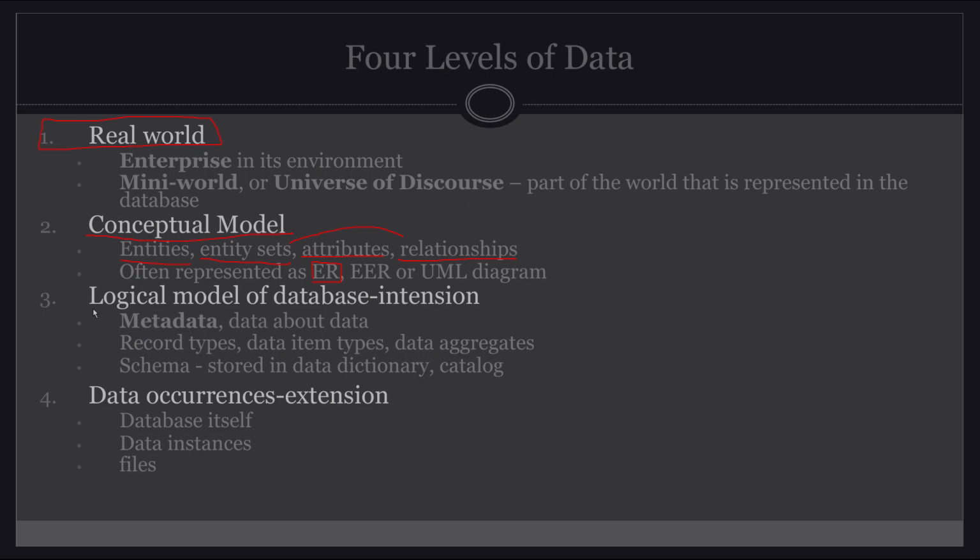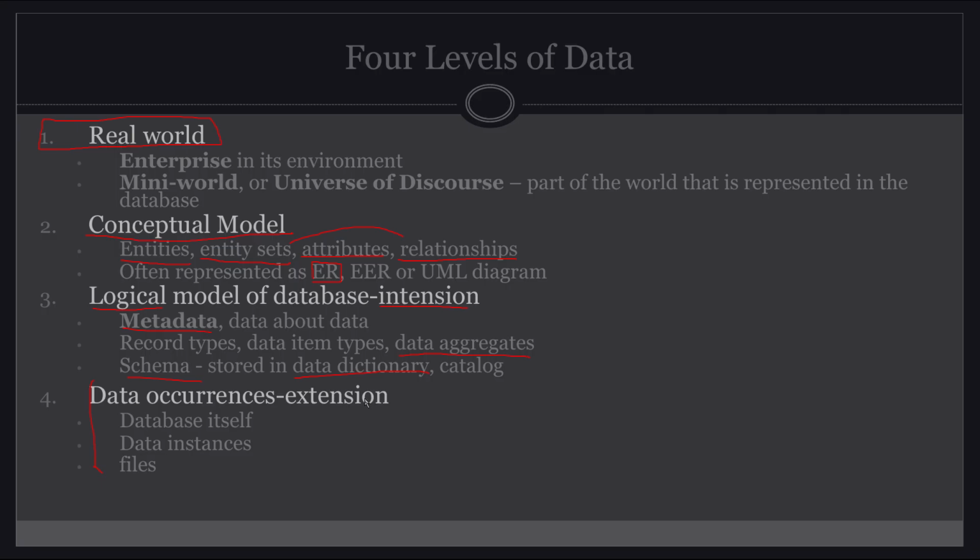At the next level, we have the logical model, which has metadata, data about the data. That means what are the data types, how much space they take up in storage, things like that. And data aggregates, we're gonna go over that in more detail later, so don't worry about it. And we have the schema, data dictionary, also gonna be covered later. And finally, we have the physical level, data occurrences. This is called the extension, and the logical model is called the intension.